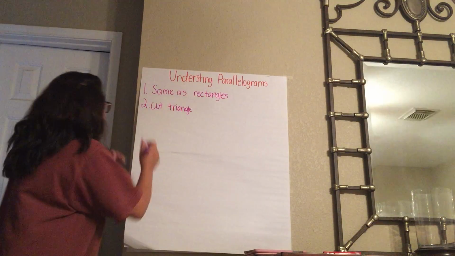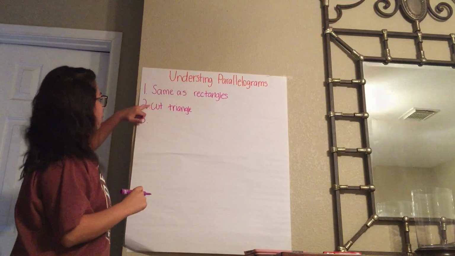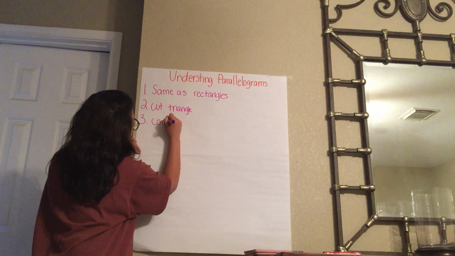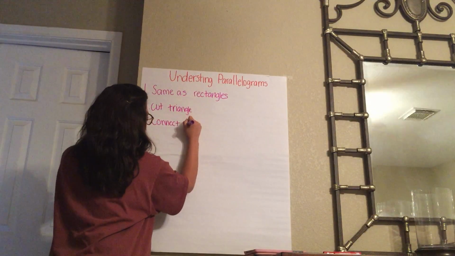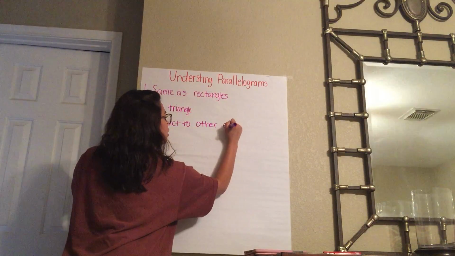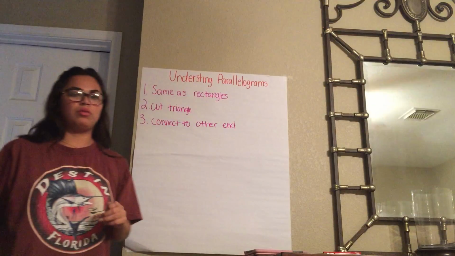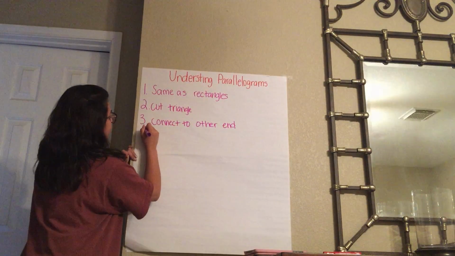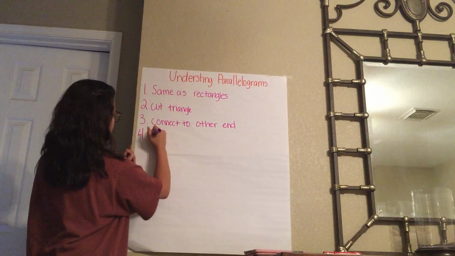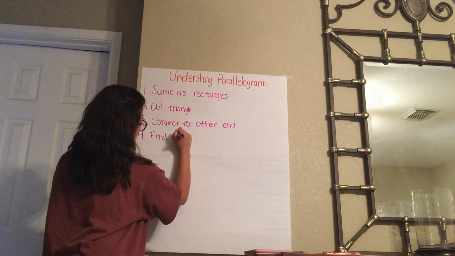The third step is going to be to connect the triangle that you cut off in step 2 to the other end. Connect to other end. And lastly, we're going to figure out the area. So step four: find area.